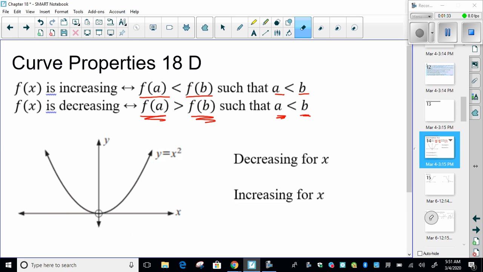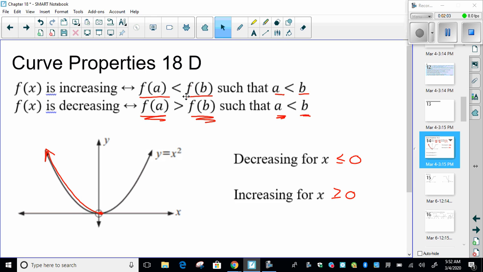When I'm looking at this graph, this whole graph is decreasing when x is less than or equal to 0. So that's from here up. That's decreasing. Versus this function is increasing when x is greater than or equal to 0.